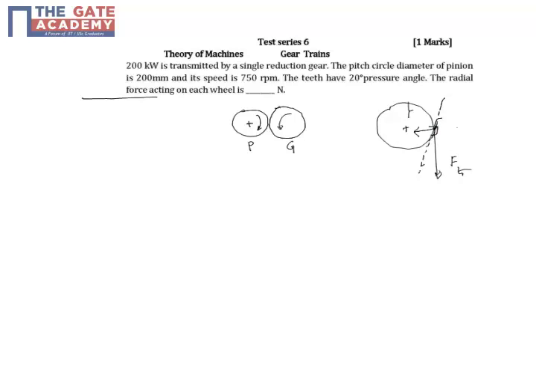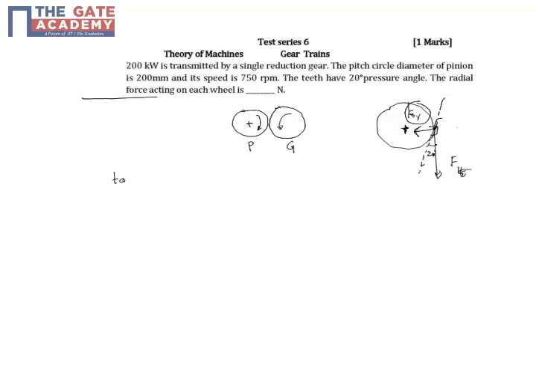So let's understand: the radial force passes through the center of the pinion gear, and the tangential force provides the torque which makes the gear rotate. Because of this Ft you have a torque about the center, and this Fr is a compressive force, a thrust on the gear which is supported by the shaft and the bearing. So this Fr is what is asked of us. And the pressure angle is 20 degrees.